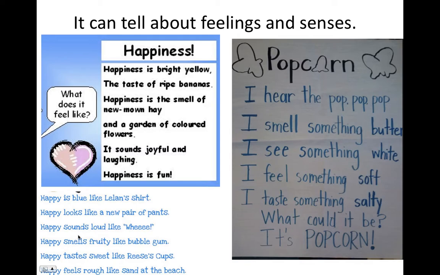And there's another poem about happiness down here, and this one is a little bit different because everybody's poems should look different. Happy is blue like Leland's shirt. Happy looks like a new pair of pants. Happy sounds like wee. Happy smells fruity like bubblegum. Happy tastes sweet like Reese's cups. Happy feels rough like sand at the beach. So this one has feelings and senses. And remember your 5 senses: touch and hear and smell and see and feel, taste.